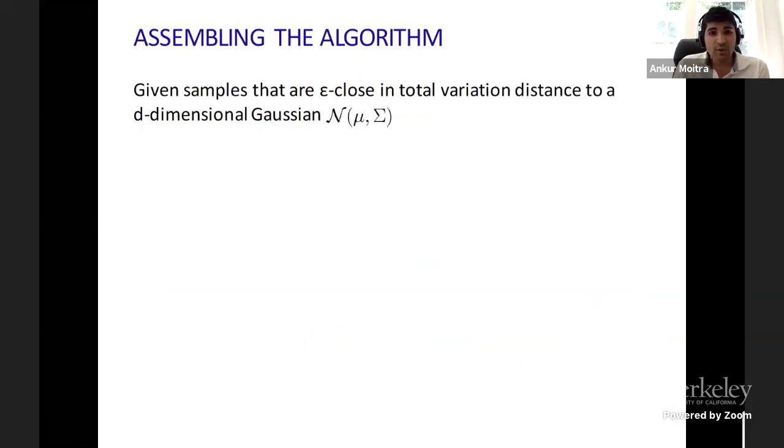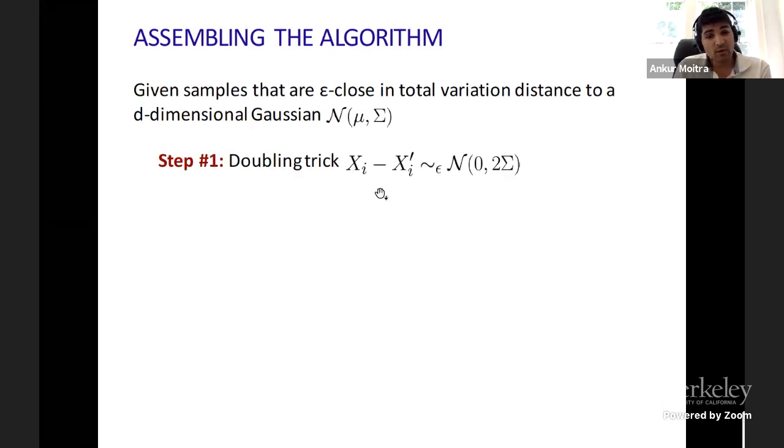So you can turn this into an algorithm for the overall problem, because what you can do is you can first use a doubling trick where you take twice the number of samples, and if you look at the differences between them, those samples will look like they come from something close to a Gaussian. They look like samples from a distribution that's O of epsilon close to a Gaussian whose mean is 0, because the mean cancels out and you've doubled the covariance.